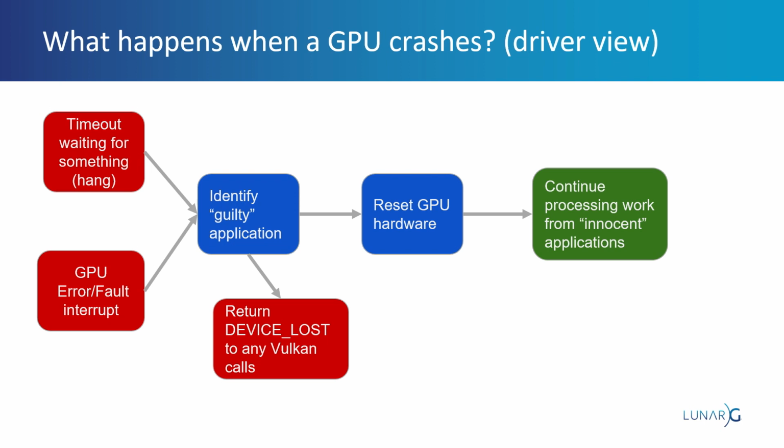And when that happens, GPUs are now multi-user applications. They might be, like I said, a compositor, other applications running on the GPU in a time slice manner. So the driver has to figure out which application caused the fault, return device loss to that. Then we have to reset the GPU hardware. Sometimes that's removing and restoring power to various parts of the chip. And then continue on like nothing happened as best we can, and keep the other innocent applications running so that the user has a chance to do something else.